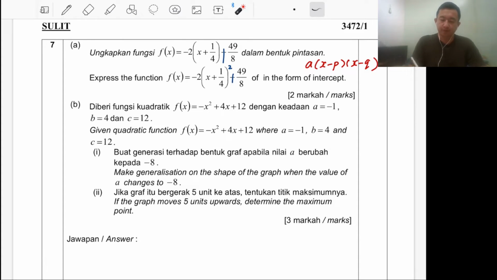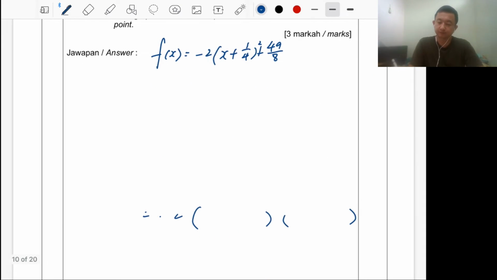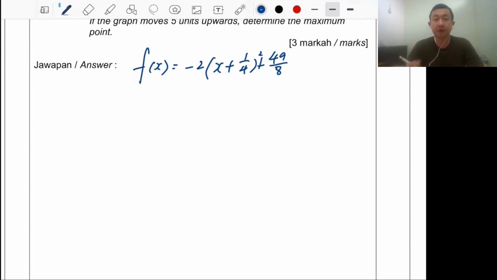Okay, now how do we turn this in intercept form? Perhaps we can first turn this vertex form to be in general form first. Expand it. Let's expand and see. Because just now when I do it, I realized that there's something wrong with the value. That's why we need to change the questions. Some typo, I think, in this trial paper. Expand it.